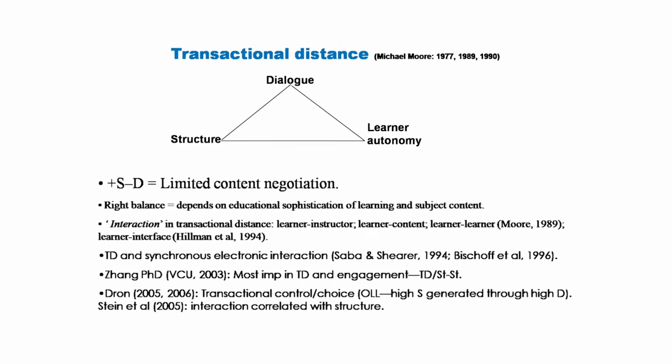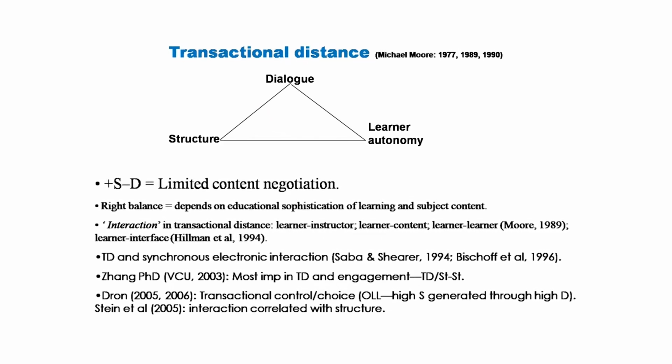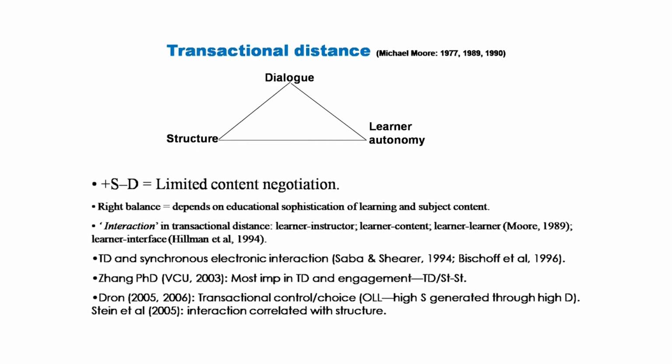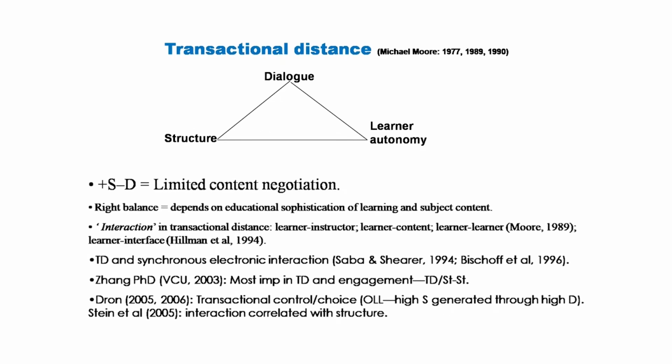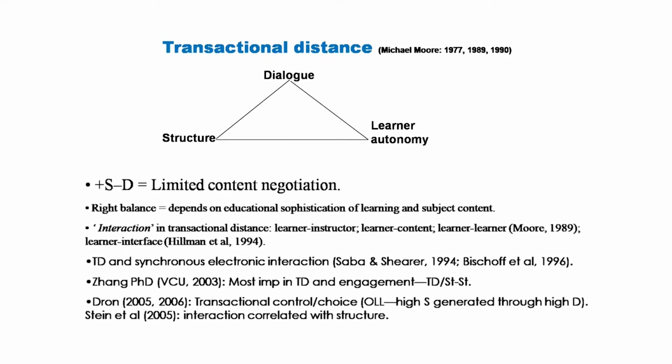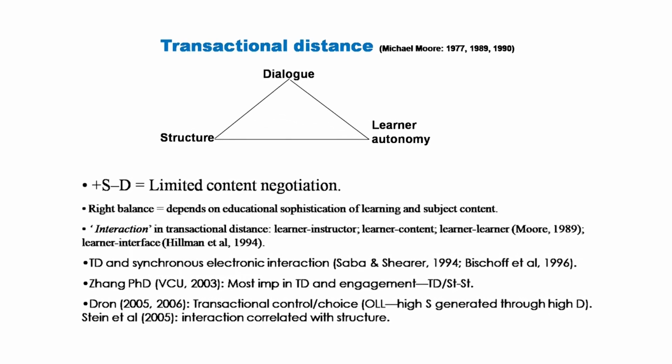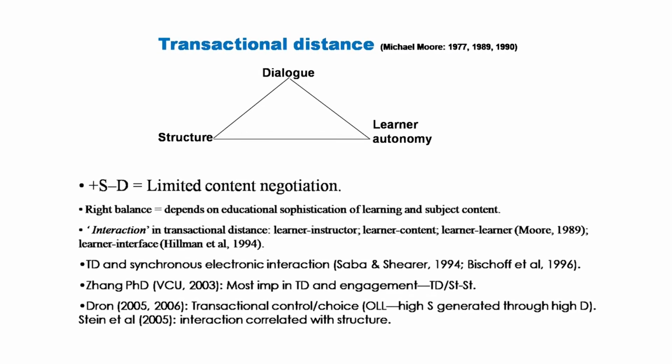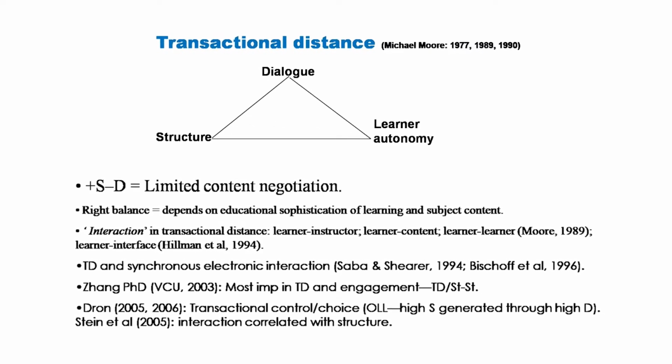He says that if we can reduce structure, make our teaching and learning less structured and more flexible, that will give more autonomy to the students. And if we can increase dialogue, yes, in the printed self-learning materials we can make it conversational and dialogic, and also dialogue in counseling sessions, dialogue through audio and video, dialogue through conferencing.